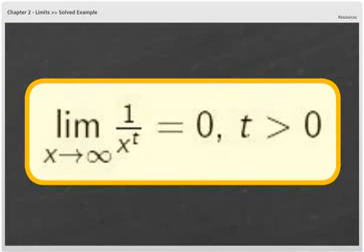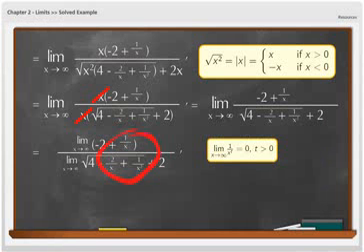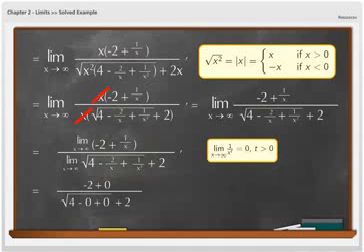Remember that the limit as x goes to infinity of 1 over x to the power t is equal to 0 if t is a positive number. Therefore, 1 over x, 2 over x, 1 over x squared, the limits of all of these as x goes to infinity will go to 0. Hence, the value of your limit is going to be, in the numerator, minus 2 plus 0, divided by the square root of 4 minus 0 plus 0, plus 2. Eventually you are going to get minus 1 over 2, and this is going to be the value of your limit.